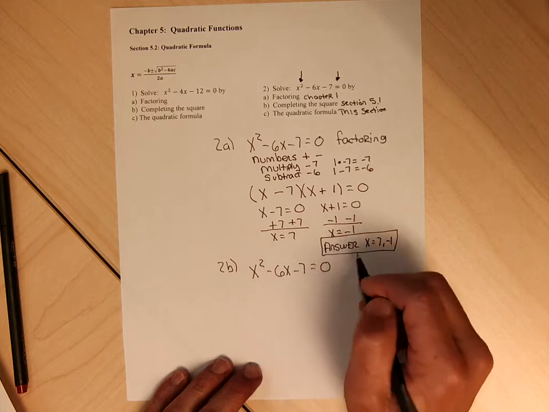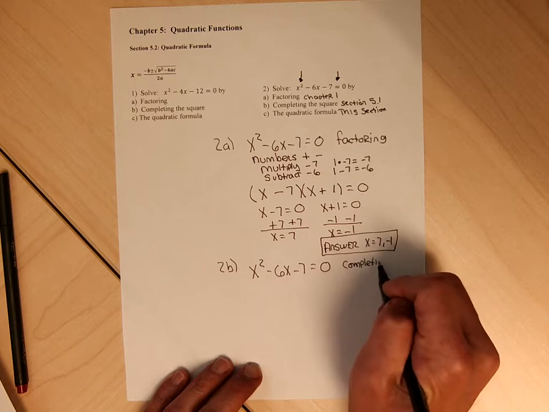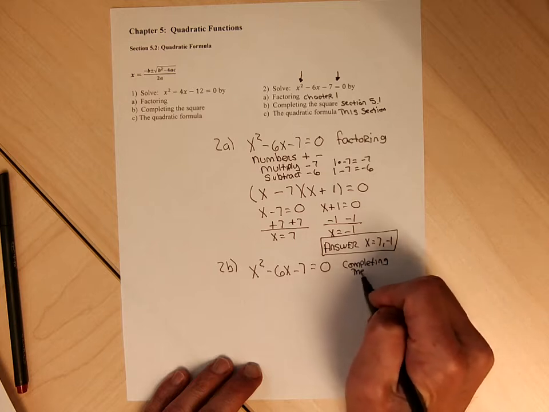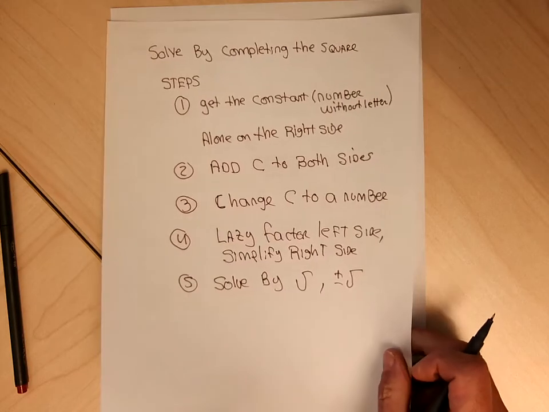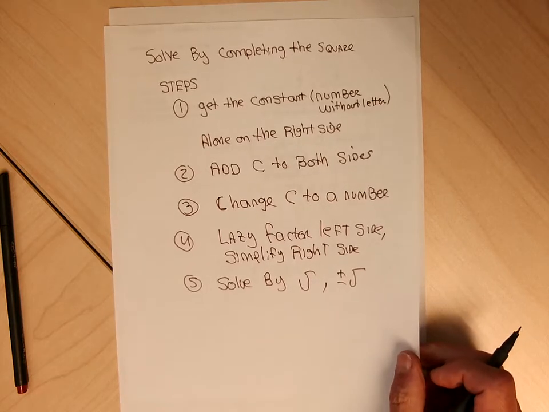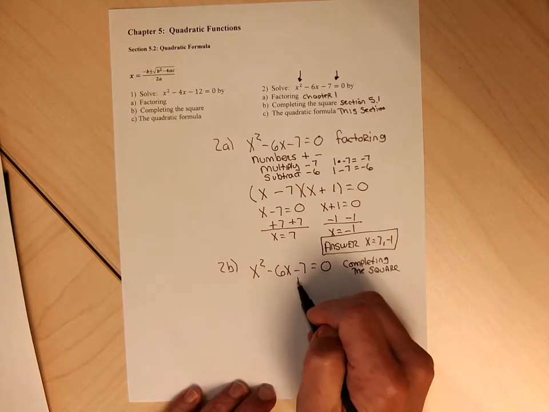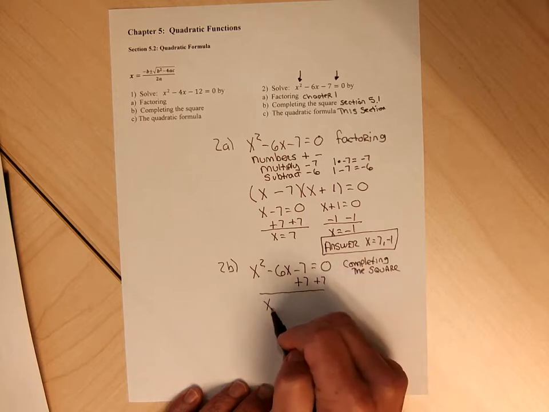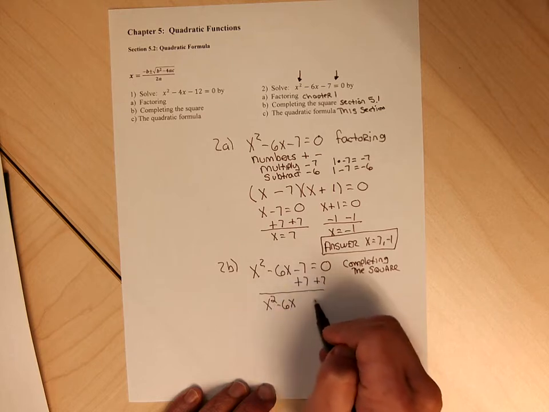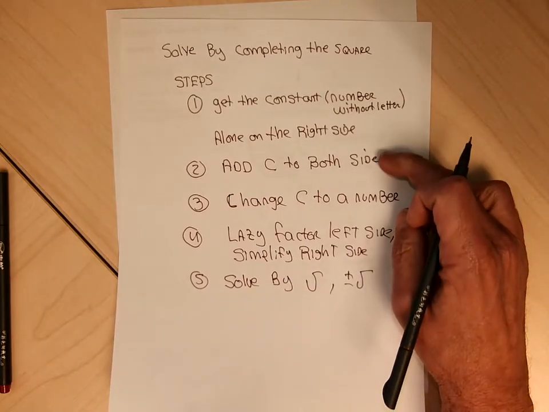So to solve by completing the square, which is what we learned in the bottom of section 5.1, I'm going to use the steps that I created in the last video. The first step to solve by completing the square is to get the number without the letter alone on the right hand side. Sometimes it was done for me, but it's not done here. So step 1, get the number without the letter alone on the right hand side. Adding 7 to both sides.